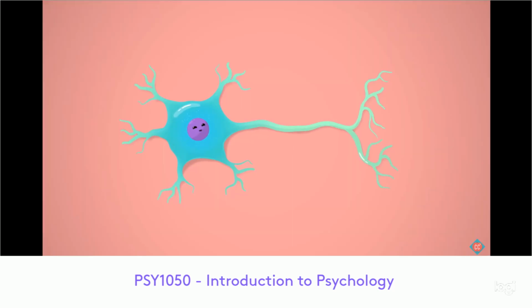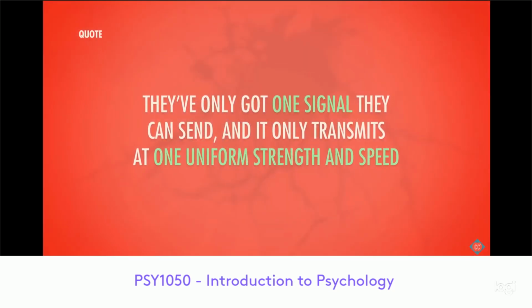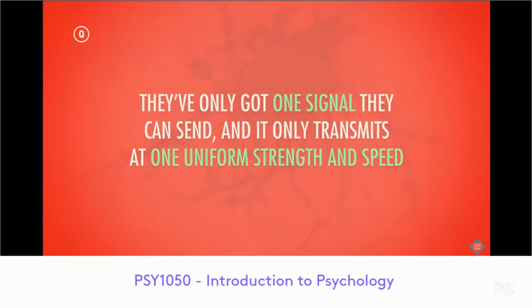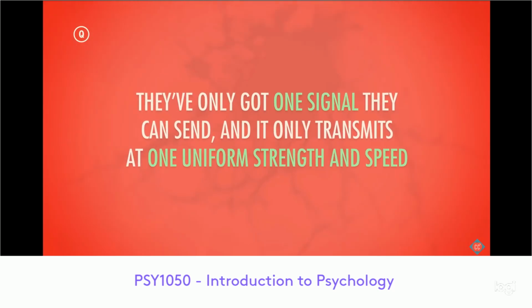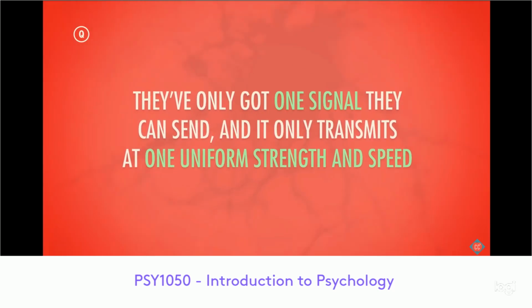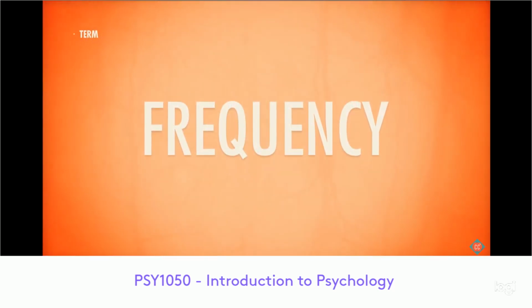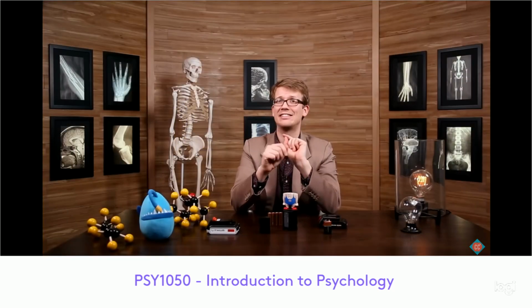Well, that is actually exactly how your neurons send all the impulses responsible for every one of your actions, thoughts, and emotions. When a neuron is stimulated enough, it fires an electrical impulse that zips down its axon to its neighboring neurons. But they've only got one signal that they can send, and it only transmits at one uniform strength and speed. What they can vary is the frequency or number of pulses, like this is distinct from this.